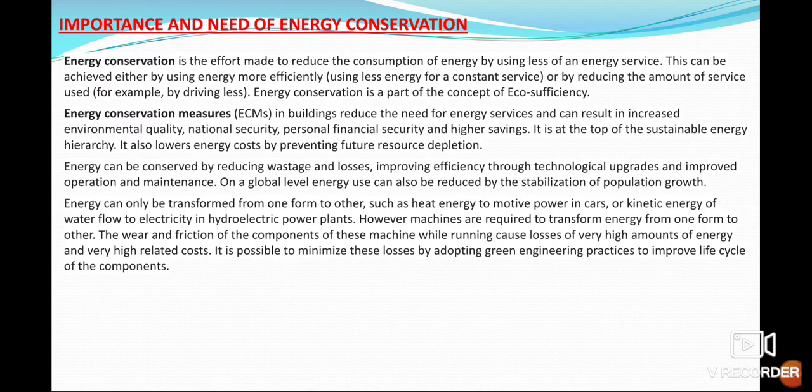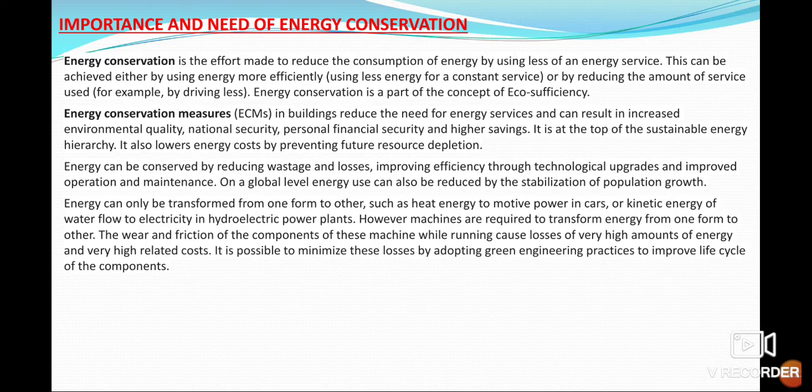Next is the importance and need of energy conservation. Energy conservation is the effort made to reduce the consumption of energy by using less of an energy service. This can be achieved by using energy more efficiently. Energy conservation is also a part of the concept of eco-sufficiency. Energy conservation measures in buildings reduce the need for energy services and can result in increased environmental quality, national security, personal financial security, and higher savings.